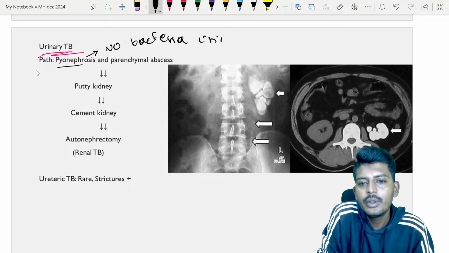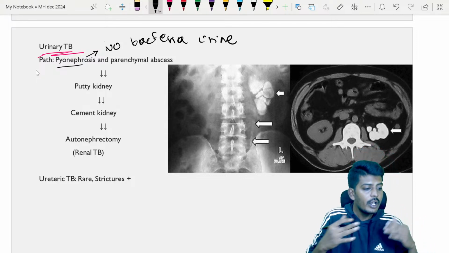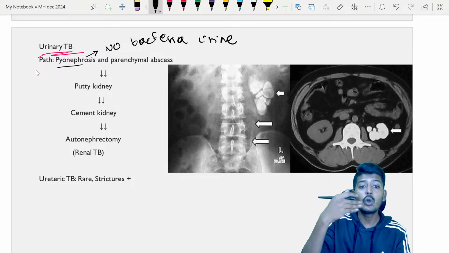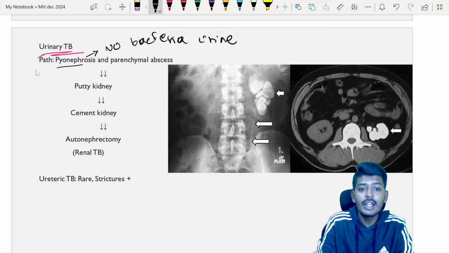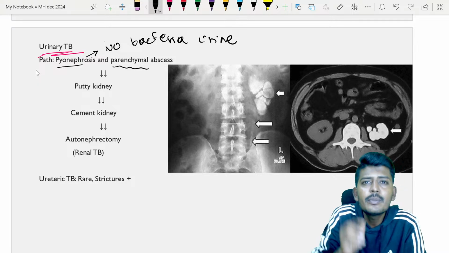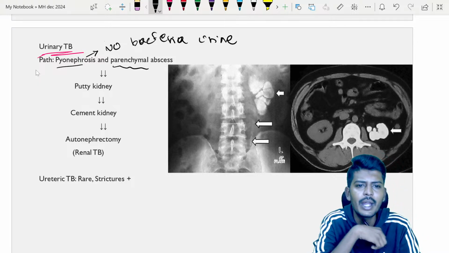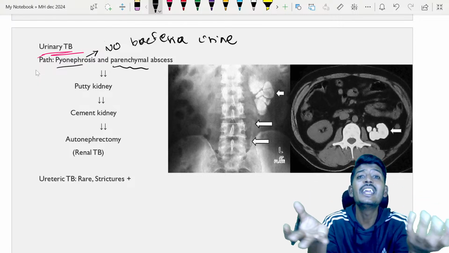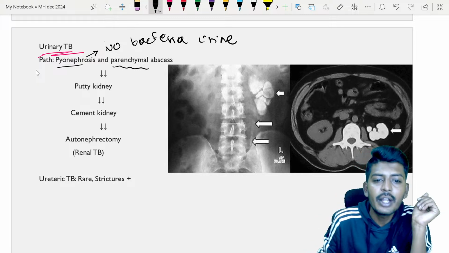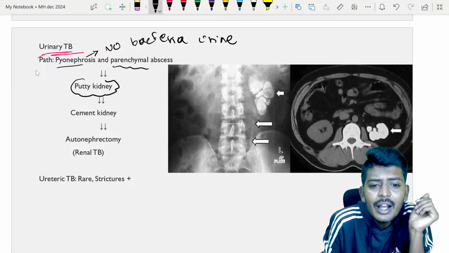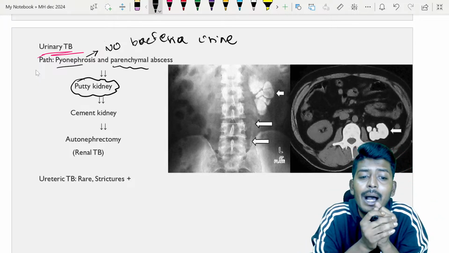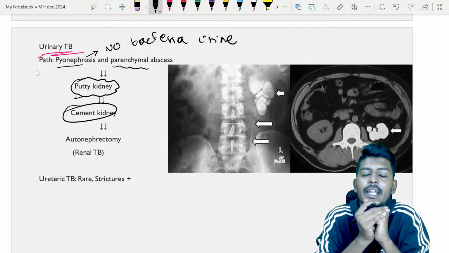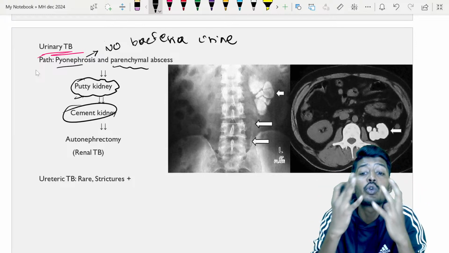Okay. So now the urinary TB will slowly progress. As it slowly progresses, there will be parenchymal abscess, meaning small minute abscesses. Following that, your kidney will try to heal. Healing will lead to fibrosis, so that will lead to hardening of the kidney, which will lead to putty kidney, also called cement kidney. So the kidney will become a stone-like structure.